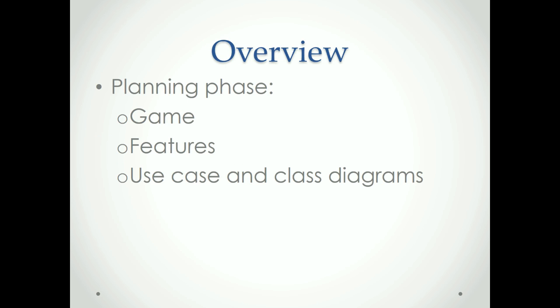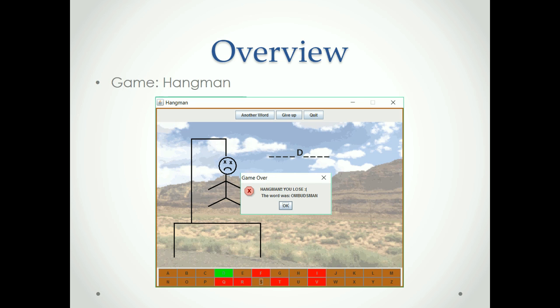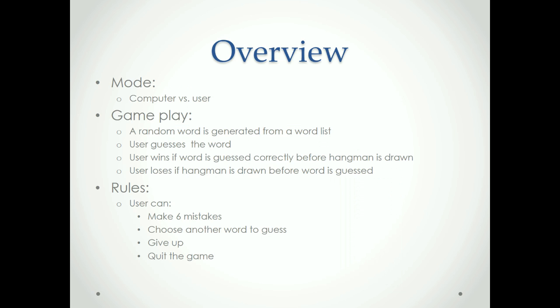Our planning phase consisted of deciding on a game, deciding on what features we wanted to add to the game, as well as creating the use case and class diagrams for our source code. The game we chose was Hangman. We wanted to implement the classic Hangman game with a computer versus user mode.